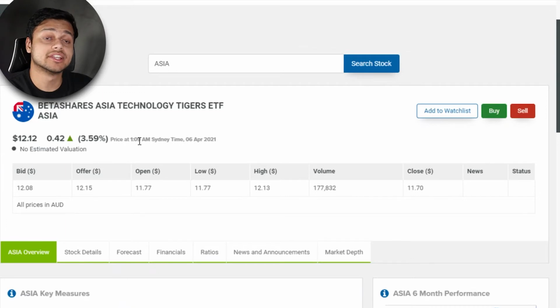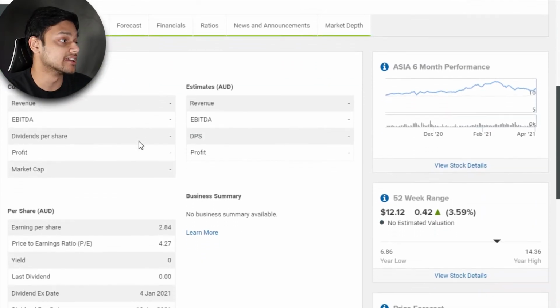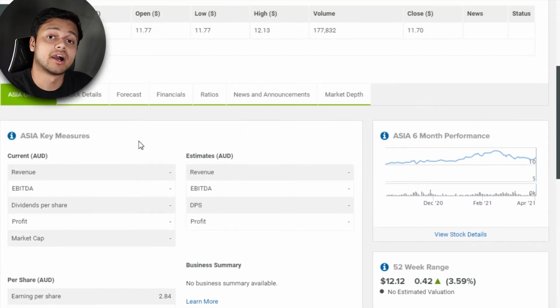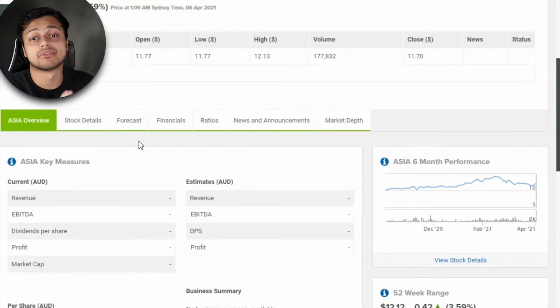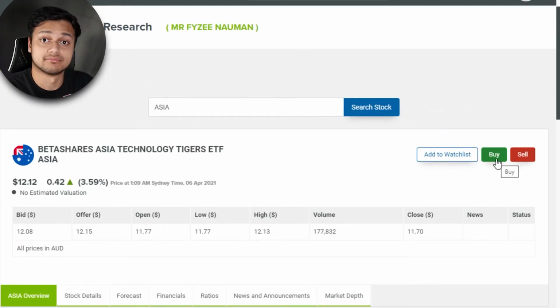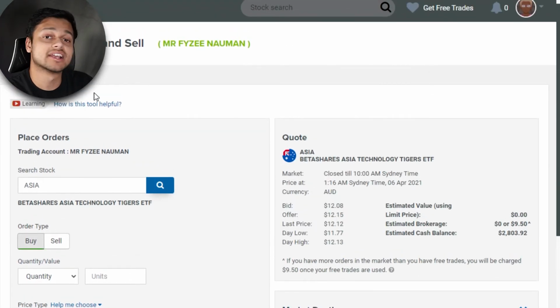Now from this screen, if you scroll down, you will see some additional information about this ETF. We're not going to go too much into this because it starts to get very complicated, especially if you're a beginner. So we're going to stick to the basics and buy some units of this ETF hypothetically. To do this, we're going to click this green button which says buy, and we'll be taken to this screen right here, which is the place order screen.